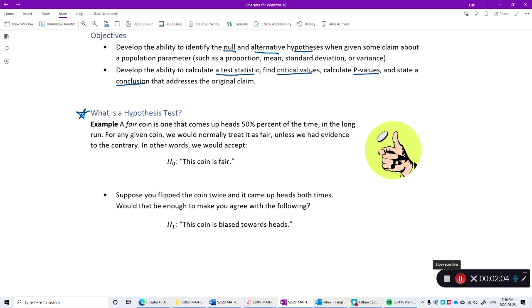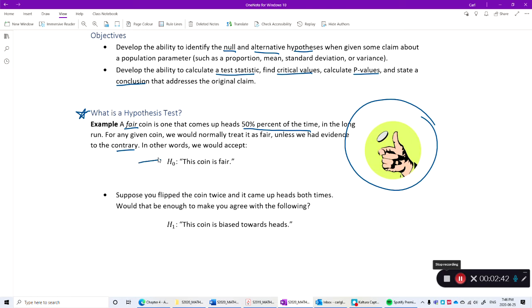What is a hypothesis test? So let's think about flipping a coin. Now, what's a fair coin? A fair coin is a coin that comes up heads 50% of the time in the long run, right? And normally, if you had a coin, you would just assume it's fair. It's just a normal coin. If you received a coin, you would normally treat it as fair unless you had evidence to the contrary. So in other words, to begin with, you would accept this statement, H0: this coin is fair.